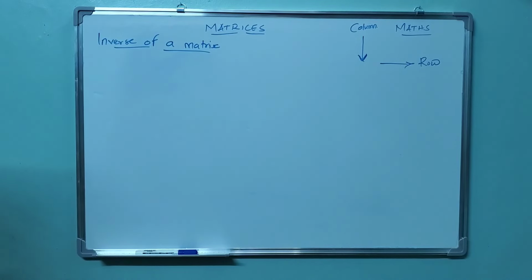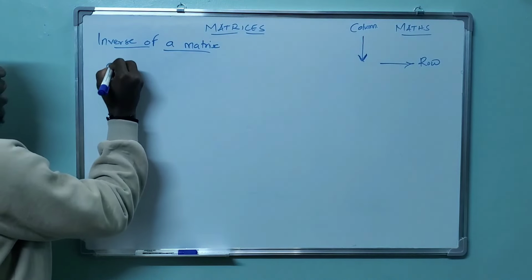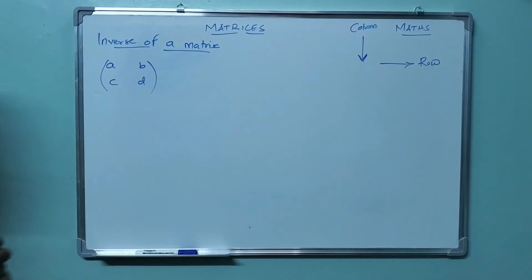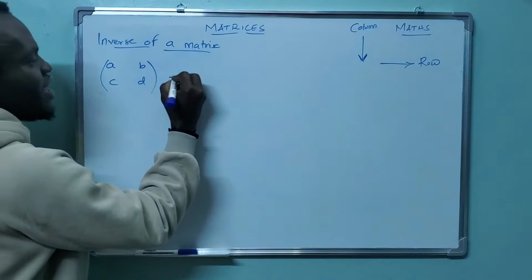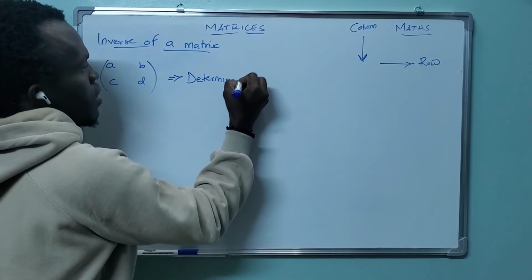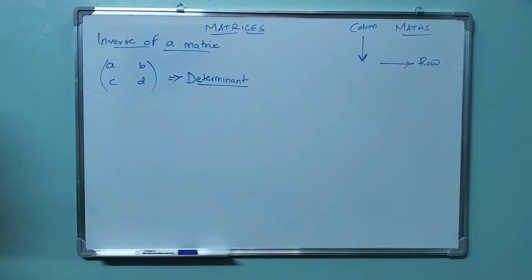So now, before you even start calculating the inverse of a matrix, there are certain things you have to know about calculation of an inverse. Now, suppose I have a matrix A, B, C, D. This one, I'm going to use it to represent my matrix. Now, if I want to get the inverse of that matrix, the very, very first thing I have to know is how to get the determinant. And how do you get the determinant?